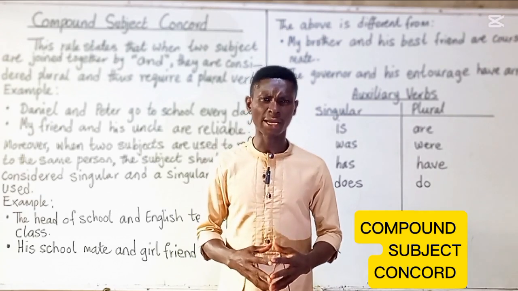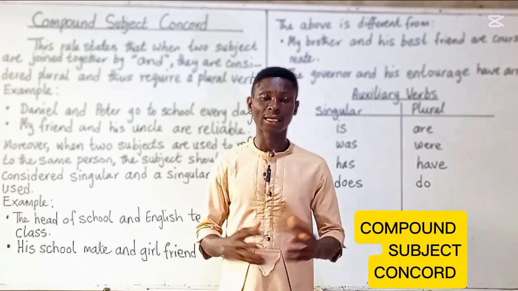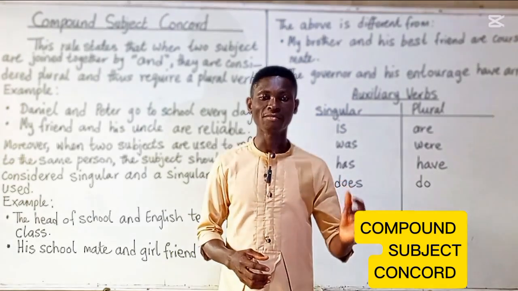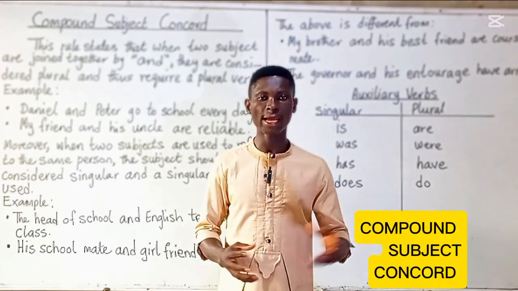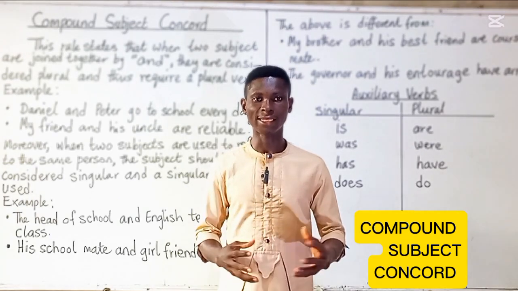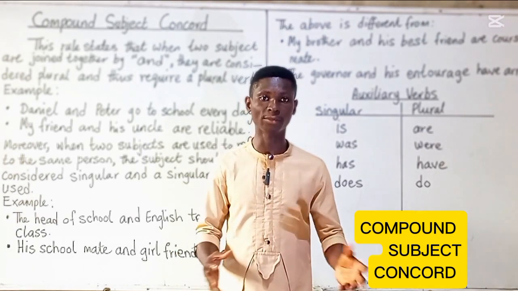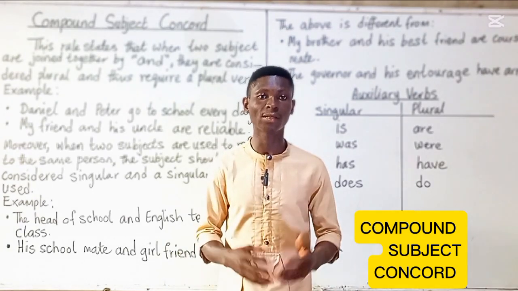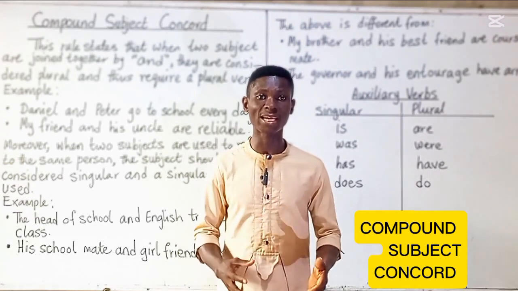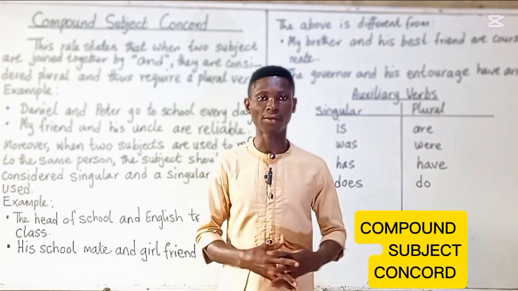First, what do we mean by compound subject? Compound subject is a subject that is made up of two entities, two or more entities. What do I mean by entities? You can have two names of things, two names of persons, two names of places as the subject of the sentence. It means that is a compound subject.